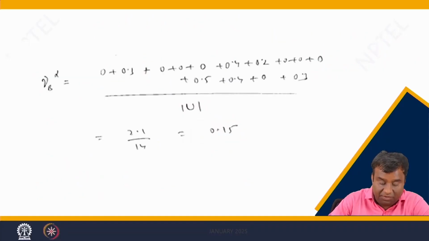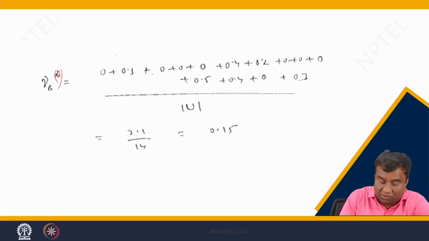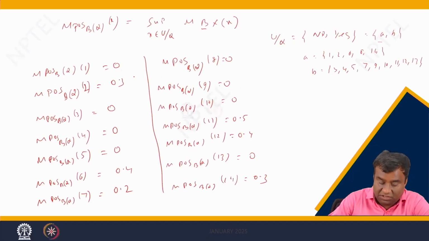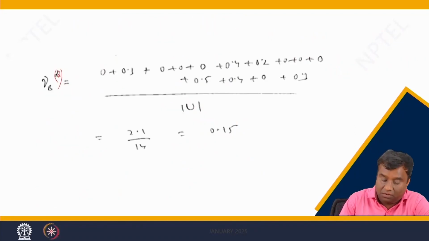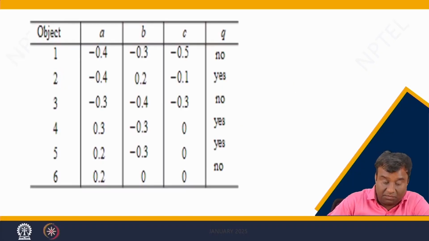Now the degree of dependency of the attribute B with respect to Q, you will find that this is the formula, the summation of all these values. So you need to sum all these values. It is 0, 0.3, 0, 0.4, 0, 0.7, 0, 0.9, then it is 1.8, 2.1, and divide by the cardinal number of the whole object set, that is 14. So it is 2.1 divided by 14, equal to 0.15. So that is the degree of dependence. You can calculate it for the attribute traffic jam.